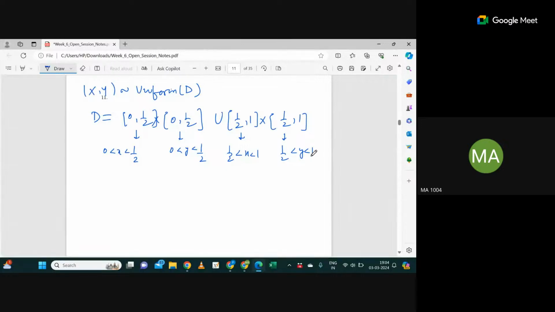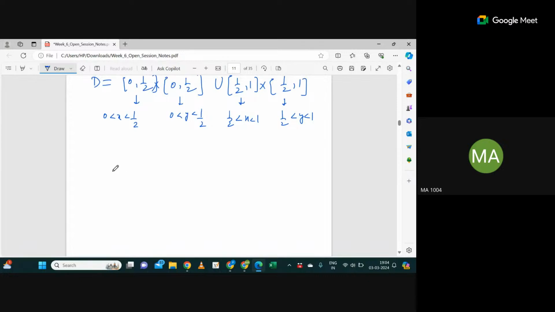So far so good? Yes or no? So how to draw the region first of all? It will be x, it will be y. So 0 to, suppose half is this, 1 is this. This is the first product, 0 to half into 0 to half. Then union of half to 1 and half to 1. That means this region. Yes or no?